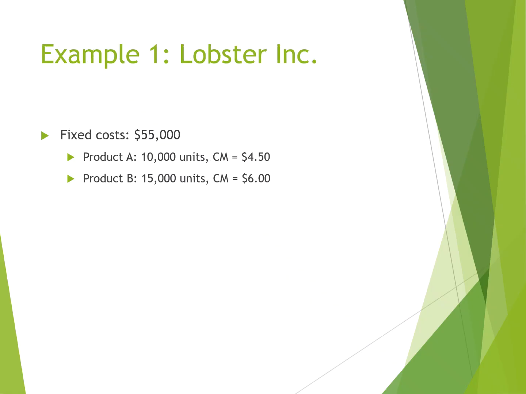Lobster Inc. has fixed costs of $55,000. They sell product A with a contribution margin of $4.50 and product B with a contribution margin of $6. A sells 10,000 units and B sells 15,000 units.